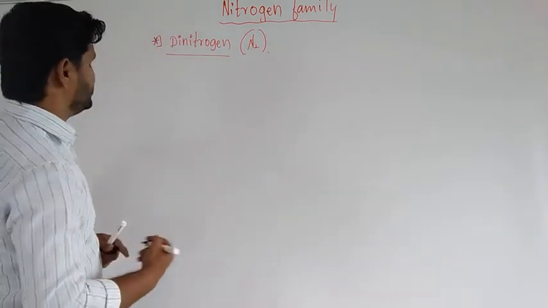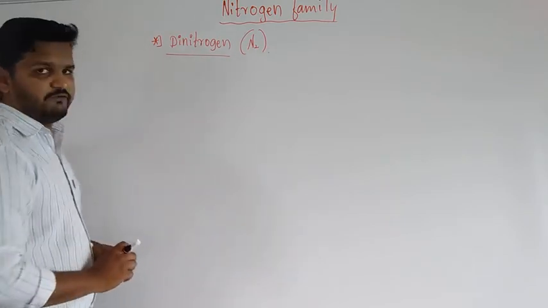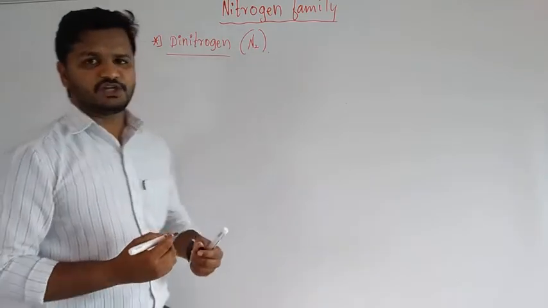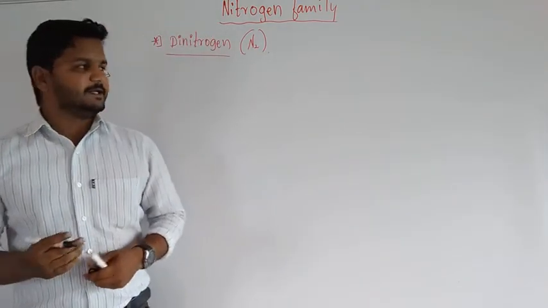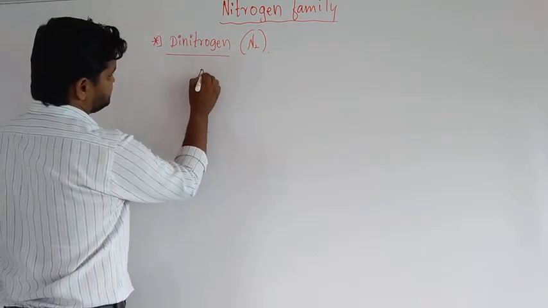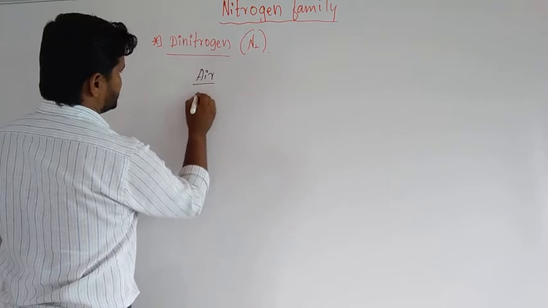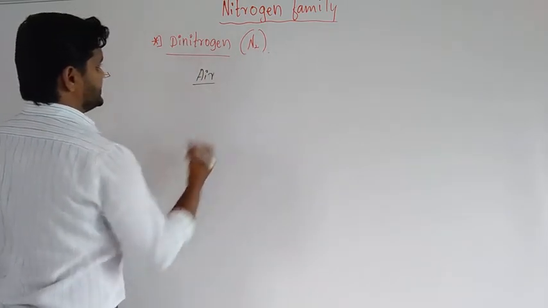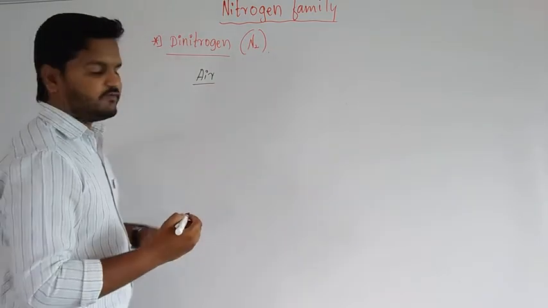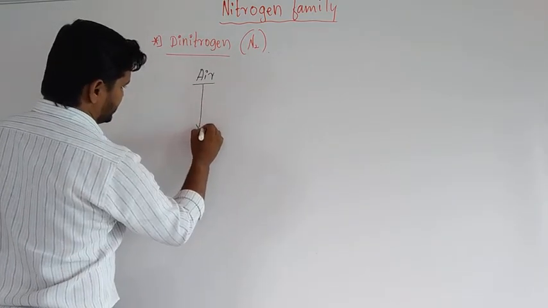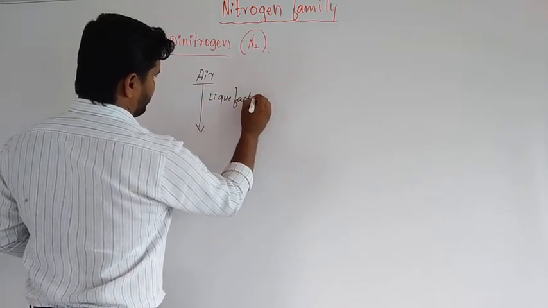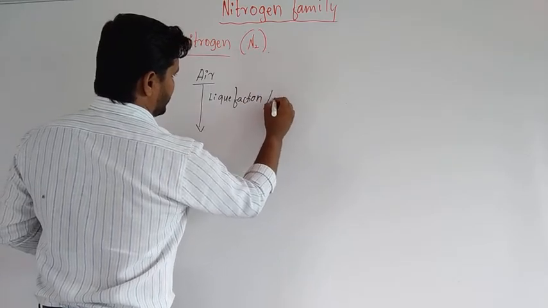Here, nitrogen is the first family member of group 15. Nitrogen is produced commercially by the liquefaction and fractional distillation of air. So air undergoes liquefaction and fractional distillation.